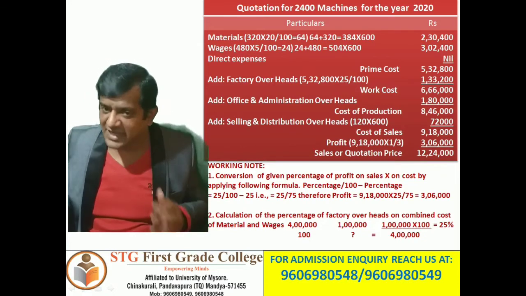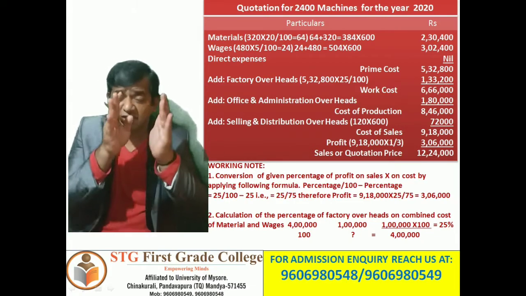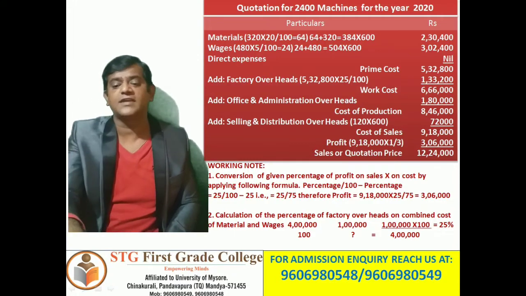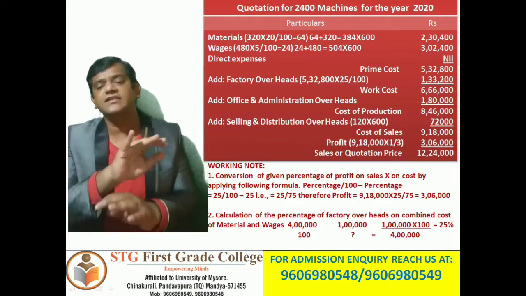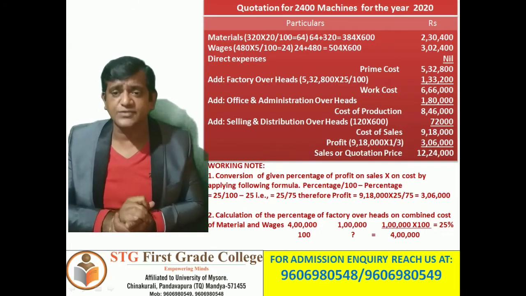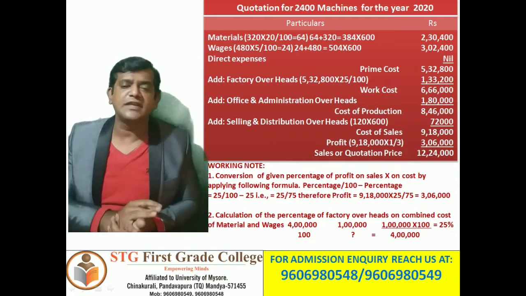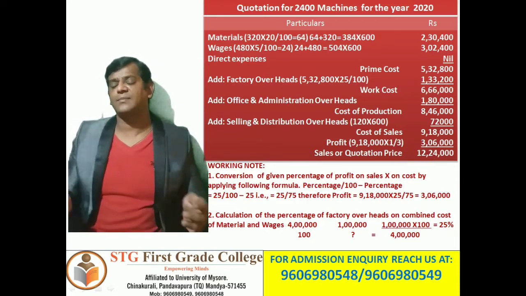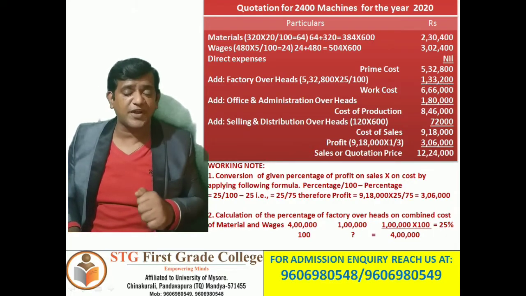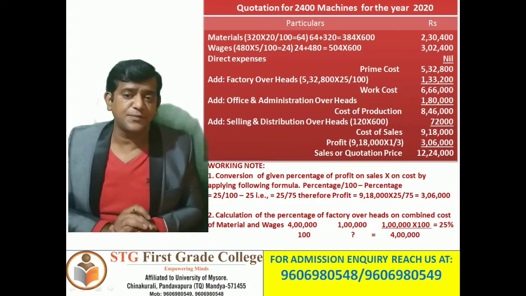Next, add office and administration overheads 1,80,000 rupees. This 1,80,000 was the same in the previous cost sheet also, because he said that there are no changes in the office and administration overheads. So I have copied the same directly. Now total it. Work cost plus office and administration overheads gives the cost of production. How much cost of production? 8,46,000.